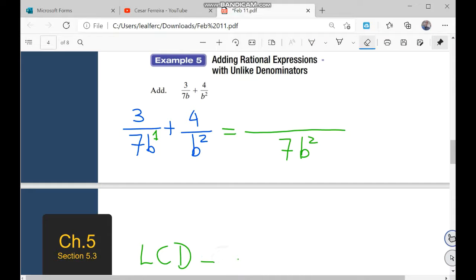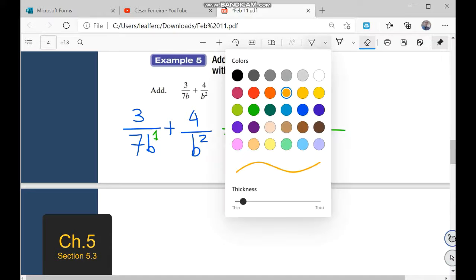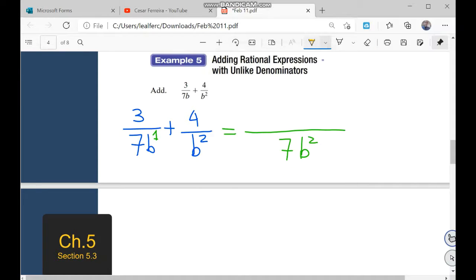Now, let me erase this. We found the least common denominator already. Cool. Now we need to find each new numerator for each different rational expression that you have here. Divide the least common denominator by the old denominator. 7b squared divided by 7b, the result is just b. So write down here b times and b times.